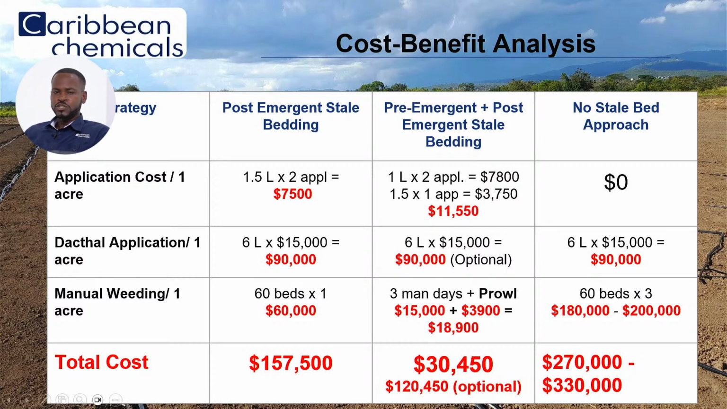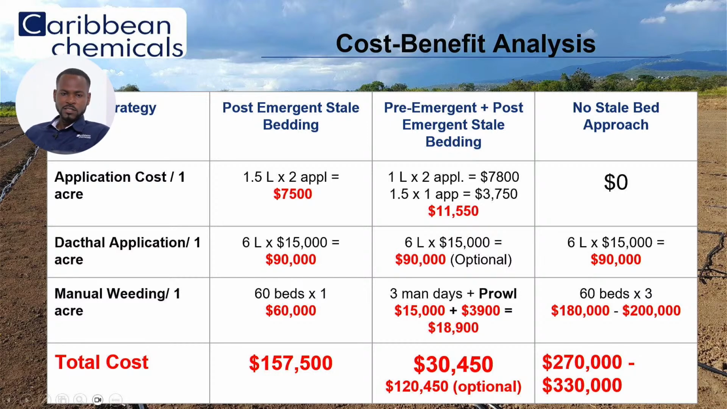So we presented three scenarios, right? A farmer who did 2 applications of a post-emergent, be it a systemic or a contact. A farmer who did 2 pre-emergent applications and then combined it with a post-emergent. And then a farmer who took the no stale bed approach, right? Let us jump down to the numbers, because these numbers were garnered from the price of products and also information based on experience. So let me jump down to manual weeding.